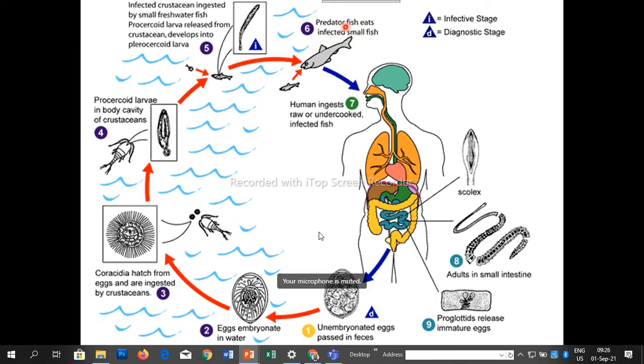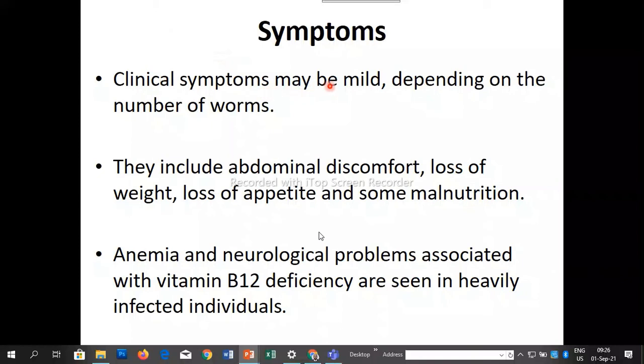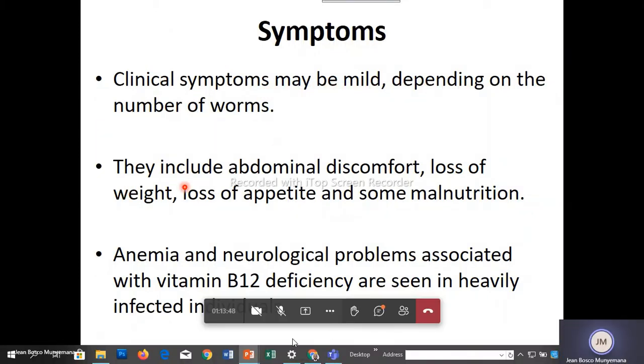Predator fish eat the infected small fish. The big fish can eat small fish. Then humans will ingest raw or undercooked infected fish, which carries this plerocercoid larva, the infective stage for Diphyllobothrium latum. Then in the human being, the plerocercoid larva will be released and will develop into an adult tapeworm in the gut, and the life cycle will continue like this. Clinical symptoms may be mild depending on the number of worms. They include abdominal discomfort, loss of weight, loss of appetite, and some malnutrition.